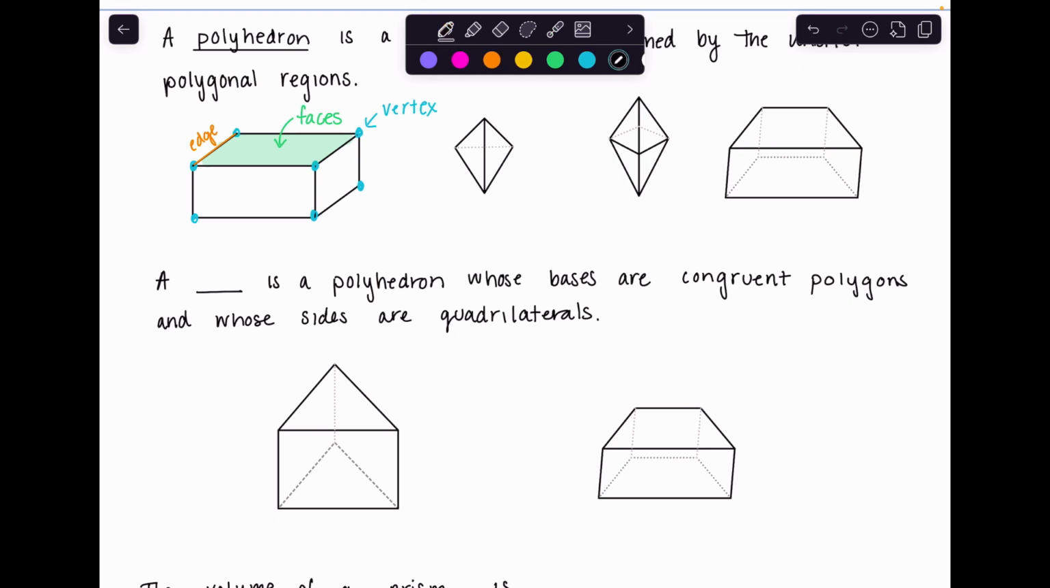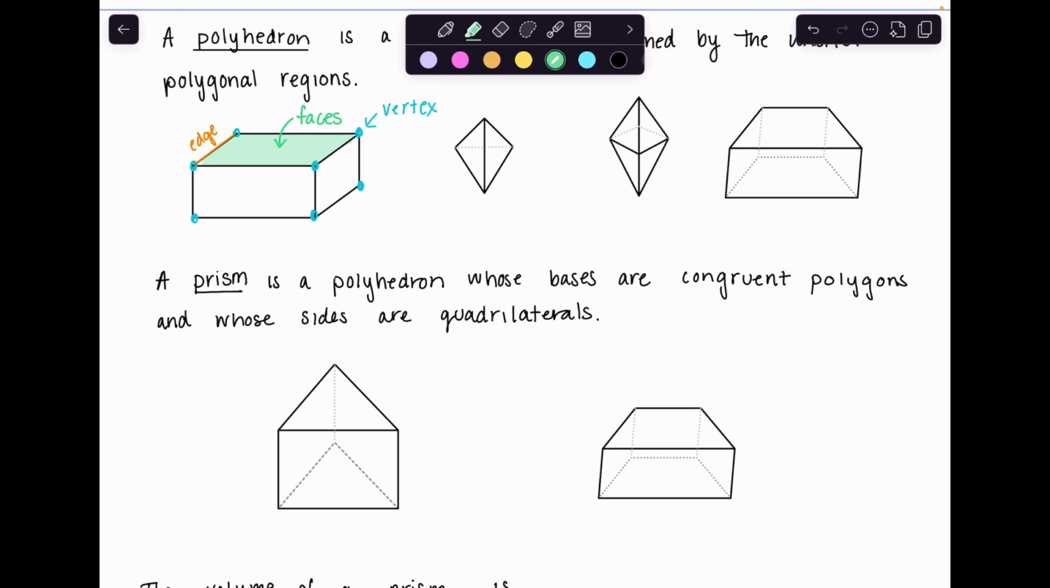If we want to get something more specific, what we're going to talk about finding the volumes of are prisms and pyramids. So a prism is a very specific polyhedron whose bases, which are the top and bottom, are exactly the same shape. So they're congruent polygons. And the sides are always going to be quadrilaterals. They can be shifted at angles or something like that, but basically the sides are either going to be rectangles, squares, or parallelograms, because they all end up having basically the same area formulas.